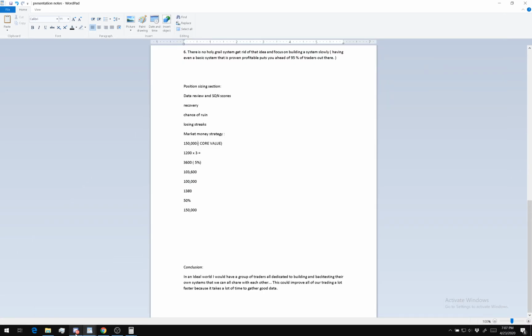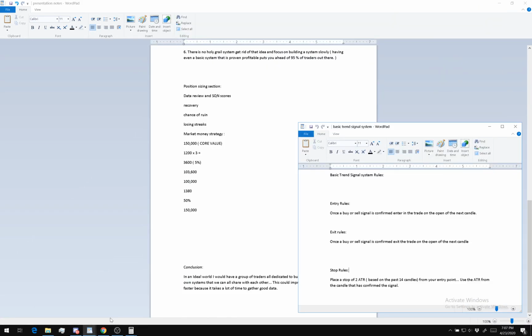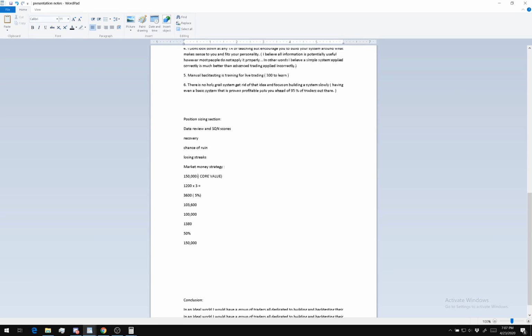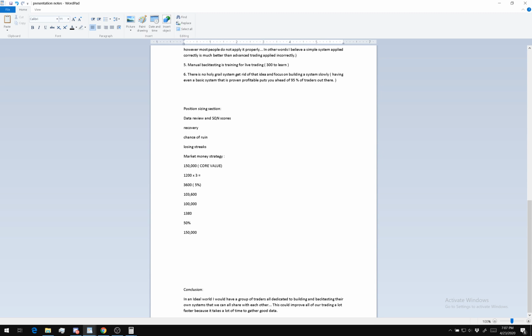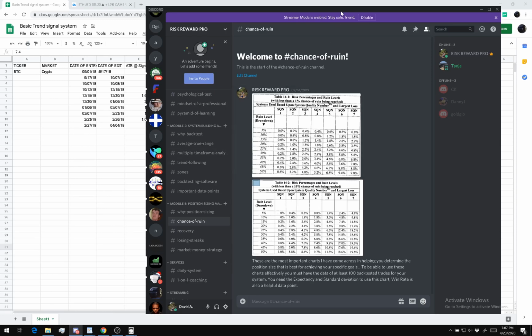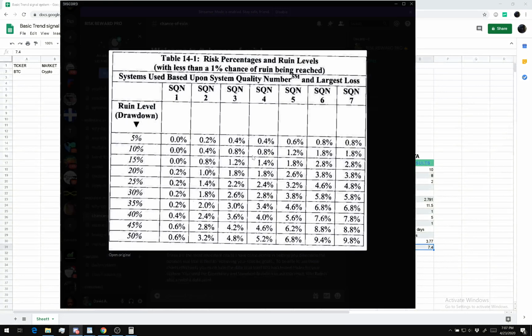So this is kind of a short overview of how you can use data to really hone your skills on what you need to risk in order to achieve certain goals. Without this data, you can't really decide what you want to risk.